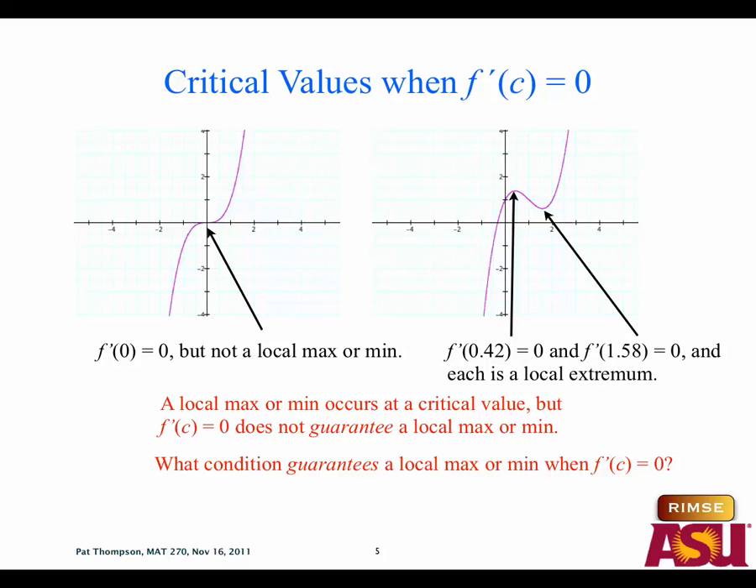At 0.42, so the critical value is the x value where the critical point occurs. So the x value of 0.42 is a critical value, and the x value of 1.58 is a critical value. And these particular critical values give a first derivative of 0. They are defined and are 0. Okay? Each is a local extremum. So that first one, what else would we need to know besides the fact that the first derivative is 0 to know that it's a local maximum?